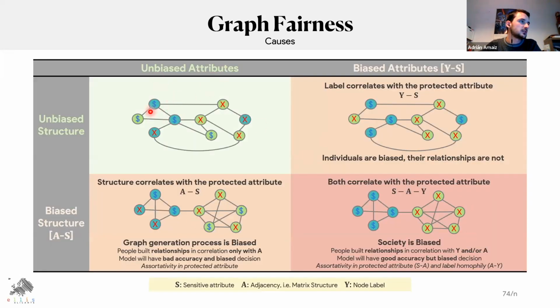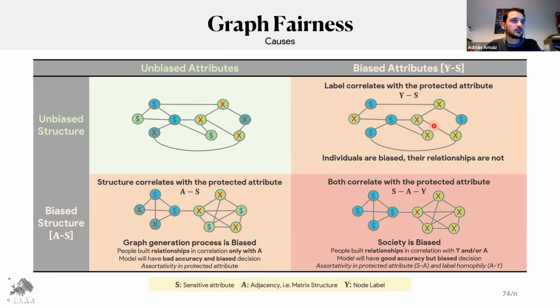for example, at these unbiased attributes. The green node has 3 against 2, and the blue node has 2 against 2, and the relations are not related with the sensitive attributes. However, here, using the same things, the connections are related with the sensitive attribute, and here it's a problem because we are going to have bad accuracy and biased decisions. So here it's a problem of heterophily in the labels and homophily in the sensitive attribute.